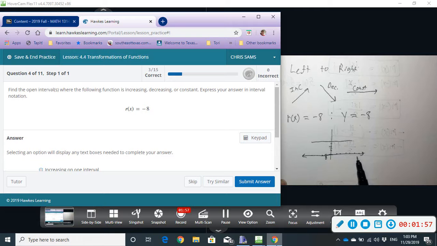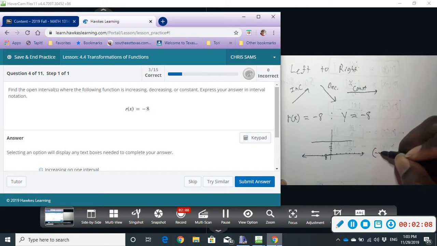Okay, so this function is constant. It is not increasing, it's not decreasing, it's staying constant the entire time. So the interval at which this is staying constant is from negative infinity to positive infinity. It's constant the whole time. Okay, so that's what we're going to say.